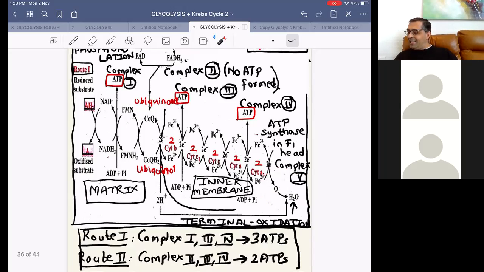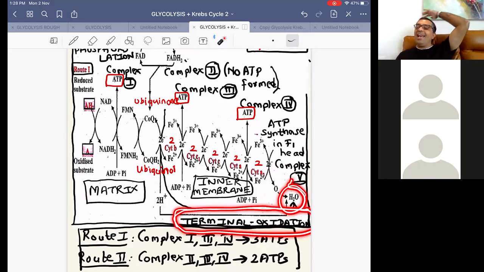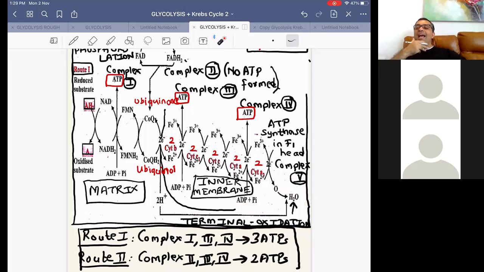And this is called as terminal oxidation. इसे terminal oxidation कहते हैं. What is terminal oxidation? Formation of a molecule of water is called as terminal oxidation. इस तरह से terminal oxidation किया जाता है. Beautiful process, electron transport system.